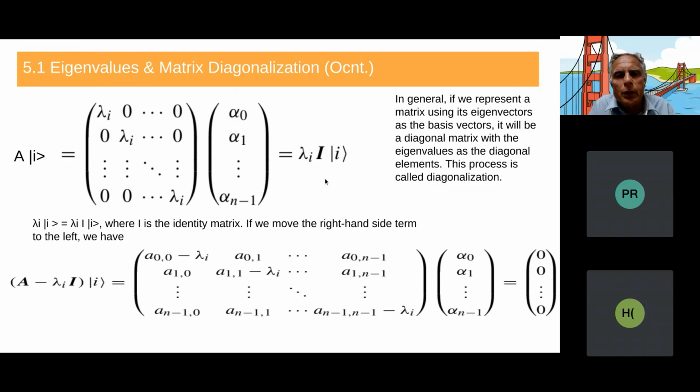Simple. If you multiply the identity matrix, it is like the number 1. Anything multiplied with the number 1 remains the same. That's the beauty of it. So A ket i is equal to lambda i into ket i, where I is the identity matrix. If we move the left side to the right side, then we have A minus lambda I, because ket i is common on both sides and we take the bracket out. So (A minus lambda I) into ket i.